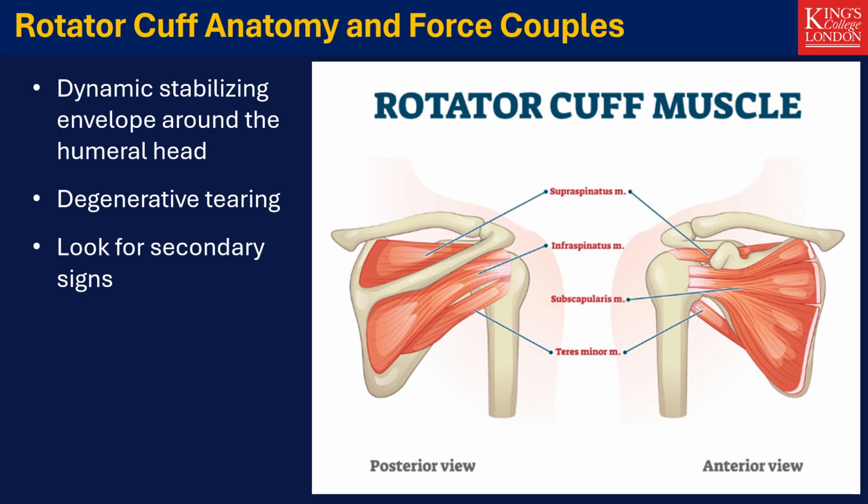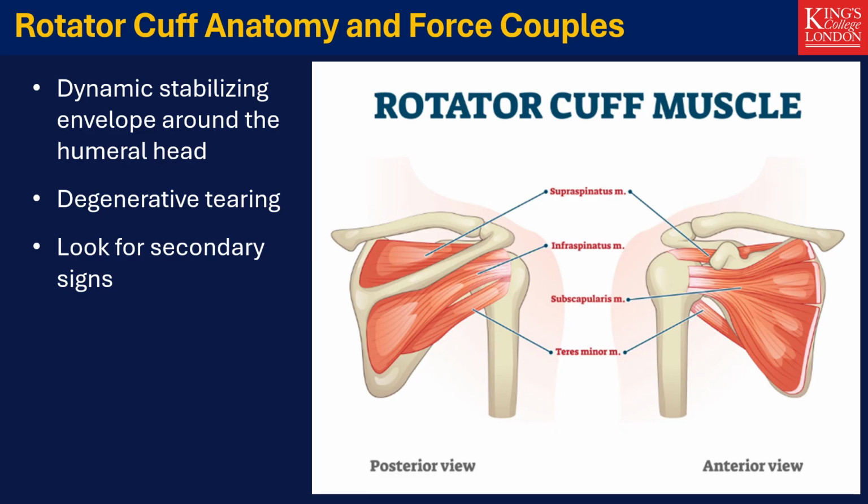The rotator cuff consists of the supraspinatus, infraspinatus, teres minor, and subscapularis muscles. These muscles form a dynamic stabilizing envelope around the humeral head. The supraspinatus inserts on the superior facet of the greater tuberosity and is most commonly involved in degenerative tearing. The subscapularis muscle inserts on the lesser tuberosity and stabilizes against anterior translation.